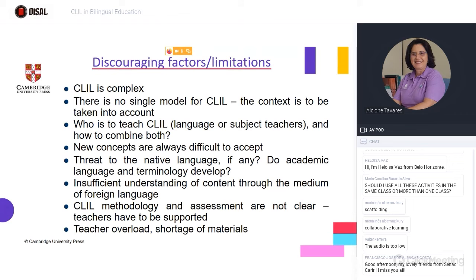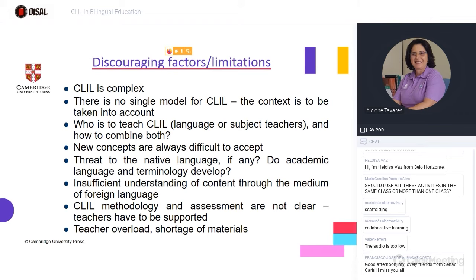Insufficient understanding of content through the medium of a foreign language. We have to be careful with that, because if we have one or more learners in a classroom whose English is not enough to be able to understand content, then the content will be insufficiently understood. This is important to bear in mind. CLIL methodology and assessment are not CLIL. Teachers have to be supported. Teacher overload, shortage of material.